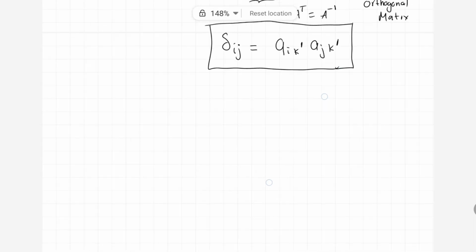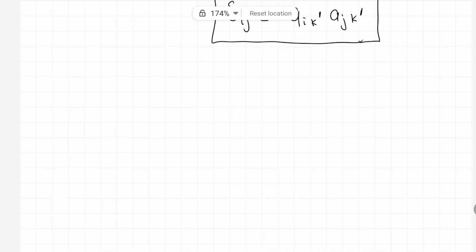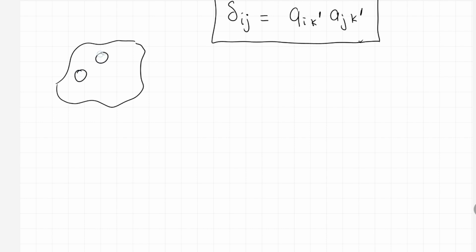Perfect. What we are going to do now is the following. We are going to assume that the rigid body is made of n particles. That means we are going to have an r vector for each particle.